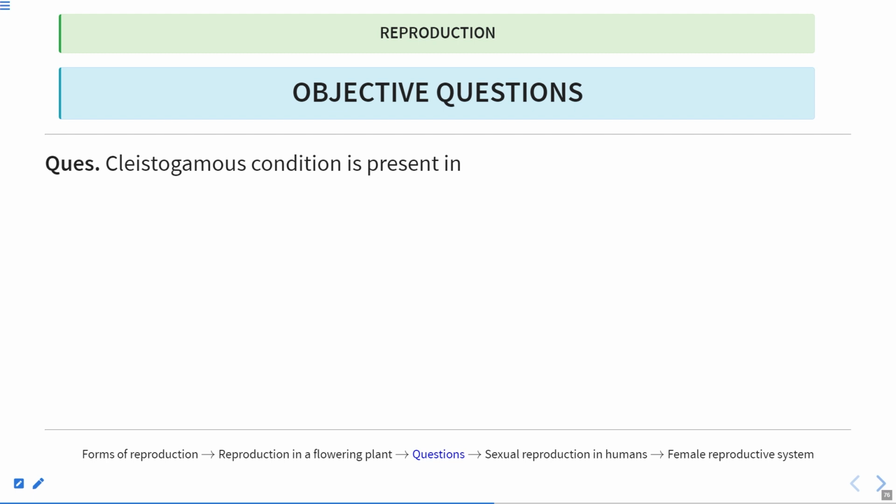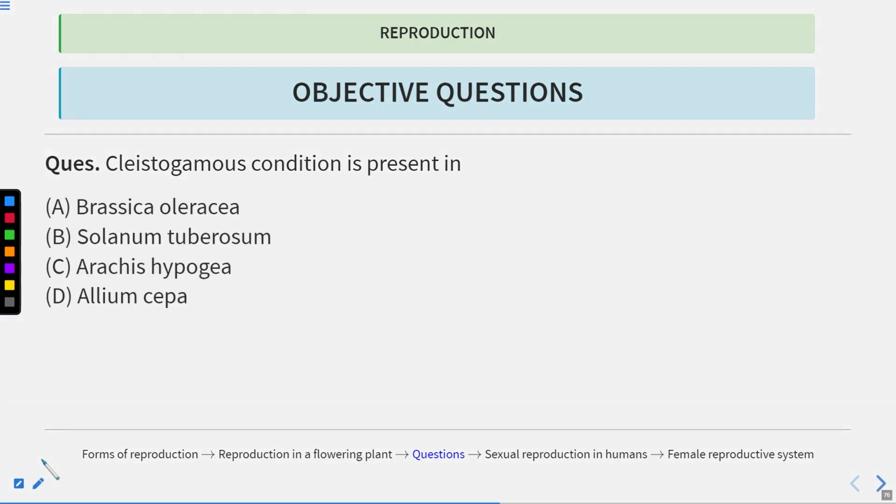Now question number 1: the clastogamous condition is present in. Let's have a look at the options. They have given you the names of the plants. First is Brassica oleracea, second is Solanum tuberosum, third is Arachis hypogea, and fourth is Allium cepa.